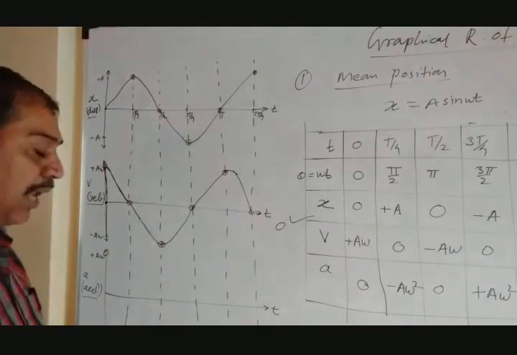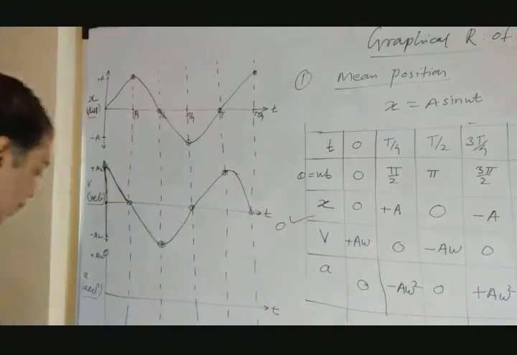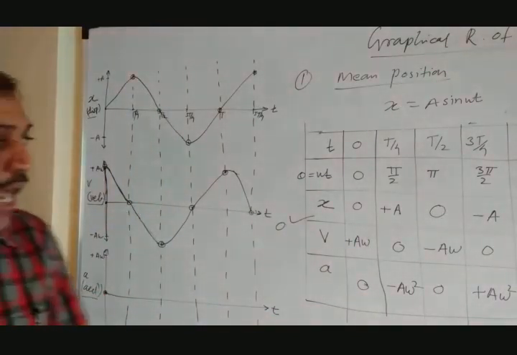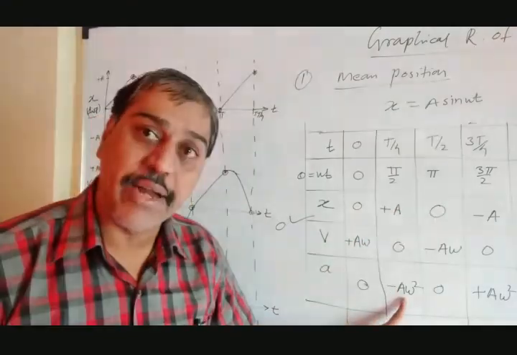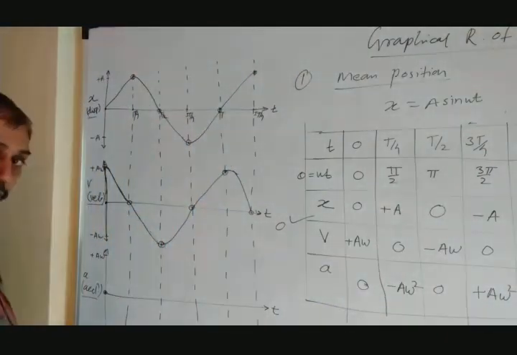Similarly, you can plot a graph for acceleration. As t equal to 0, acceleration is 0. So t is 0 here, acceleration is 0. So this is the first point. As t equal to T by 4, acceleration is minus a omega square. Minus means goes downward. So it is minus a omega square.